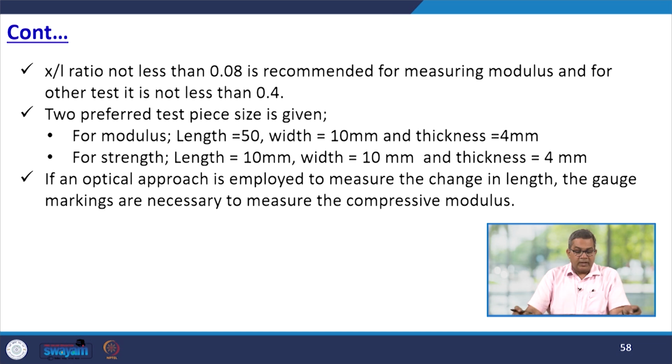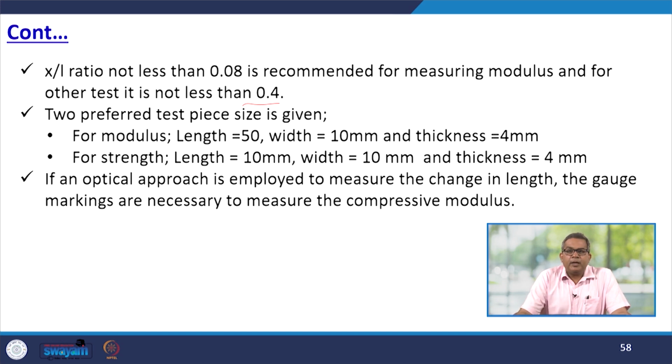Now, the x over L ratio is not less than 0.4 and not more than 0.8. Usually it is recommended for measuring the modulus and other tests that it is not less than 0.4. So, the two preferred test piece sizes are given. For modulus, the length equals 50 mm, the width may be 10 mm and the thickness 4 mm, and for strength, the length is 10 mm with width 10 mm and thickness 4 mm.